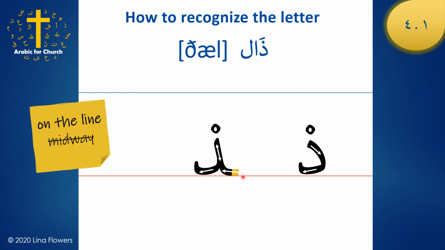As we mentioned, it follows the same pattern as alif. It only connects to the right, not to the left, regardless whether it's in a medial position or a final position. So you're writing from right to left, you come to the dhal, you go up and down, and then you place the dot, like we mentioned, right at the top of the main shape.